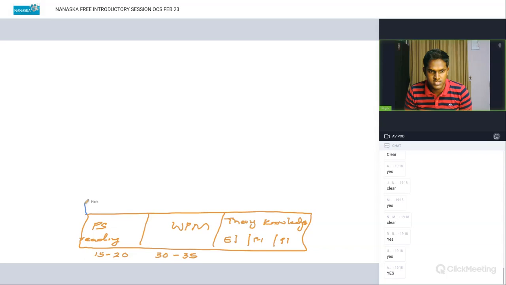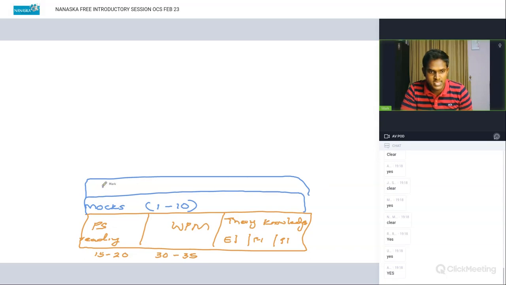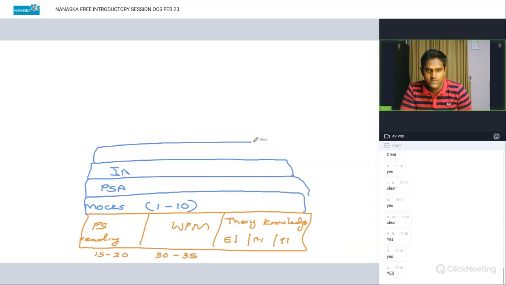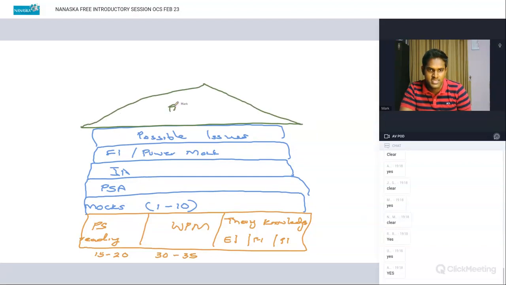On top of this, you have the 5 blocks. The main one is your mocks, 1 to 10, where you do a comprehensive learning exercise over the period. You show signs of continuous improvement because you will be marked for 9 mocks, and then you will have 1-to-1 sessions for about 4 mocks. Then you've got to understand your pre-scene analysis, then your industry analysis, then understand and complete your F1 mock and the power mock. And finally, the possible issues. And then you will see whether that's going to lead you to a destination where you will see a pass.